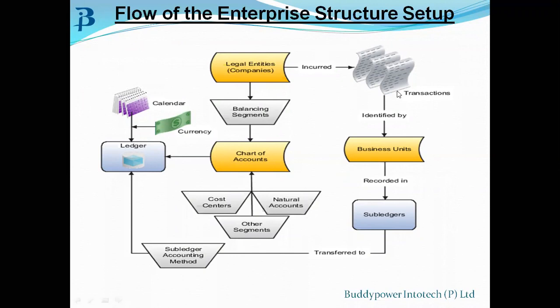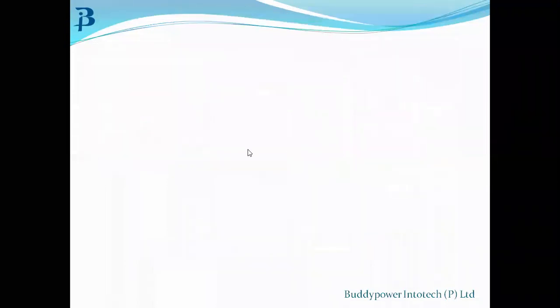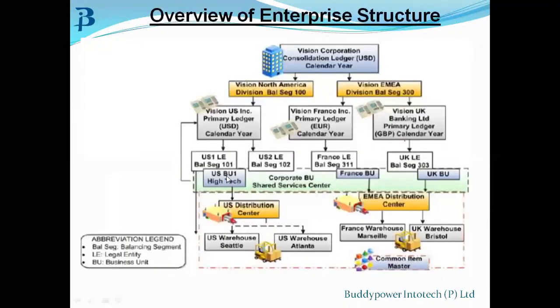Then come the business units, which take care of the day-to-day transactions of your legal entity. Now this BU can process transactions on behalf of many legal entities. As I said in the previous screen, this one BU can process both your legal entities. It can have the transactions on behalf of your US1 legal entity as well as the US2 legal entity. You getting my point?